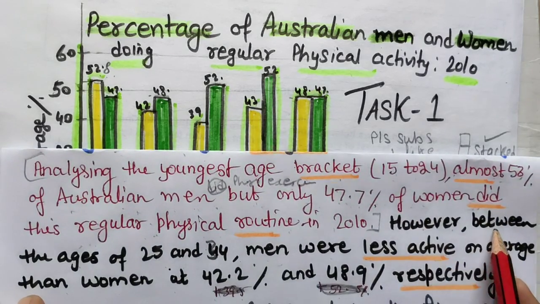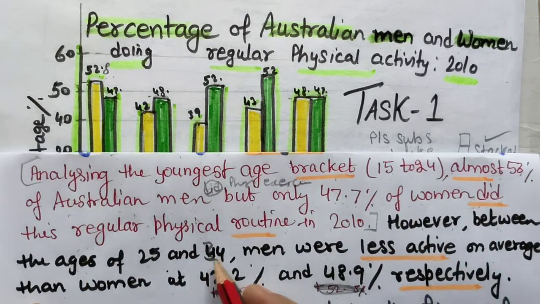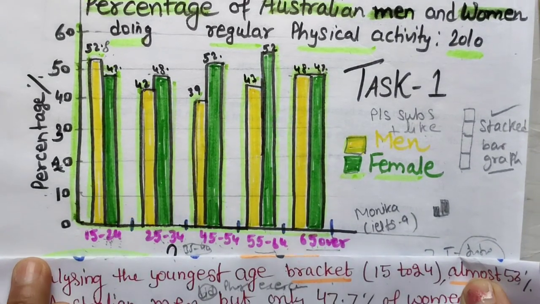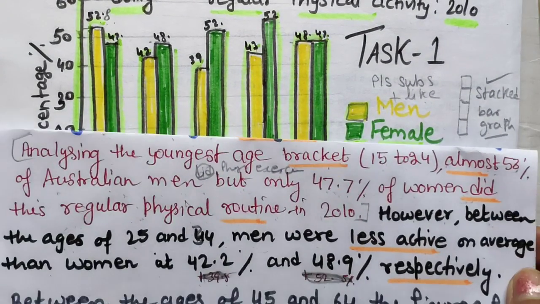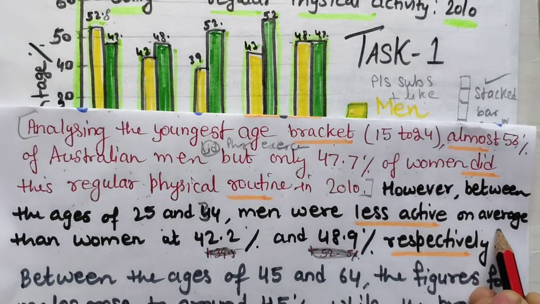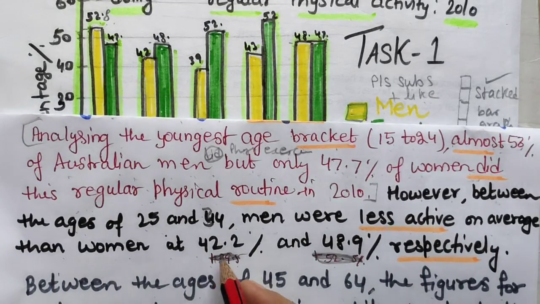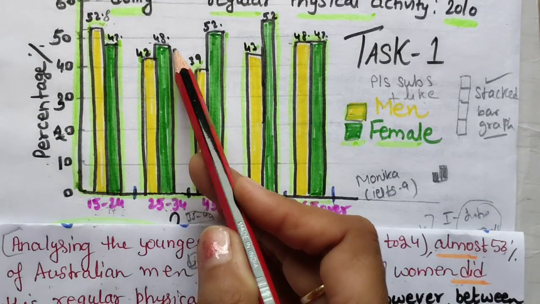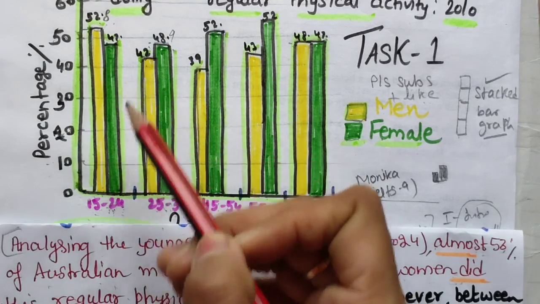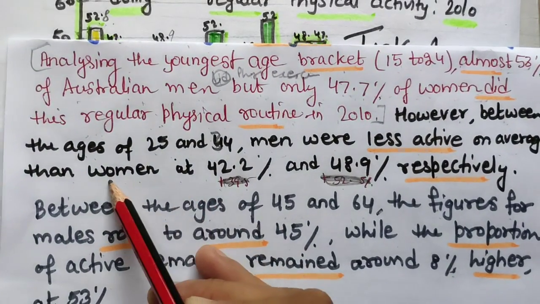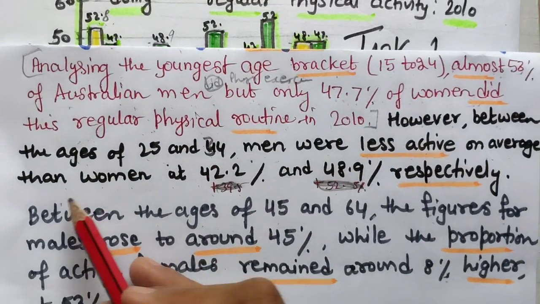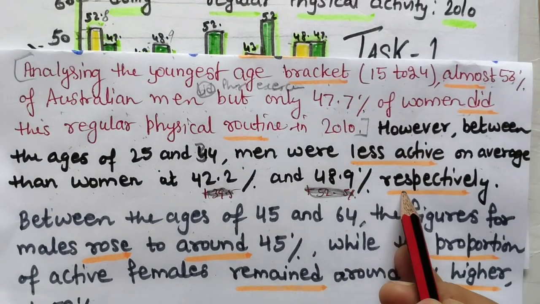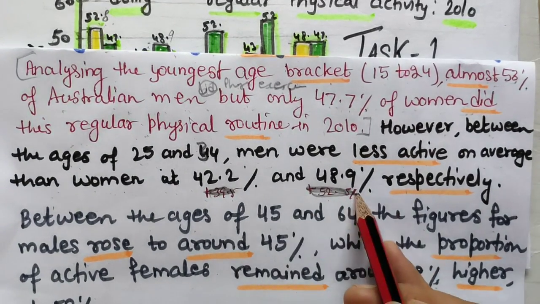Next, however, between the ages of 25 to 34, the next age group we are talking about, men were less active on average than women at 42%. See this, 42%, and here it is 48.9. Men were less active on average than women at 42% and 48.9% respectively. So I have combined it.